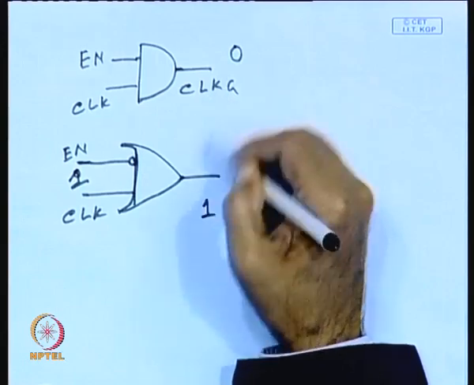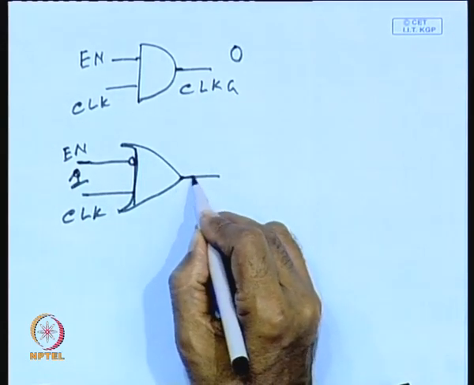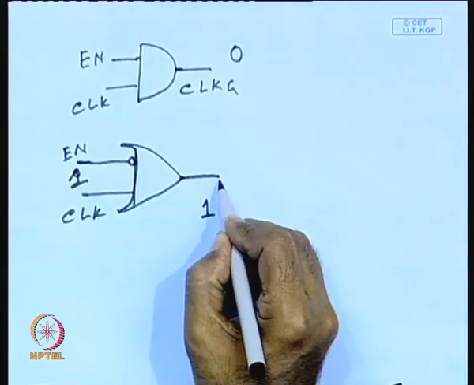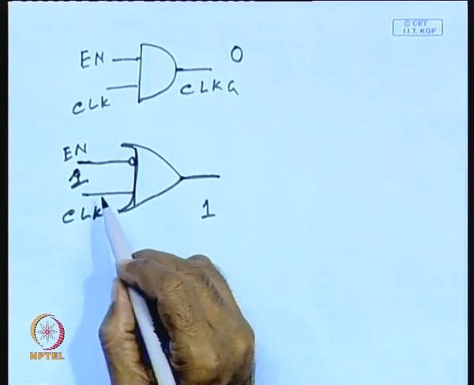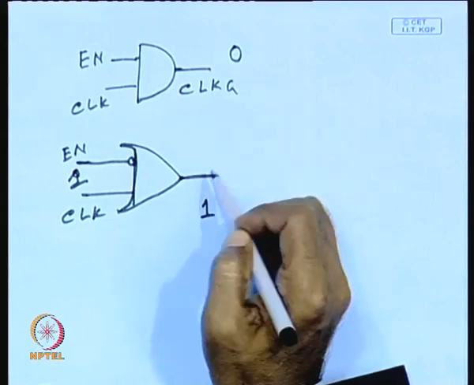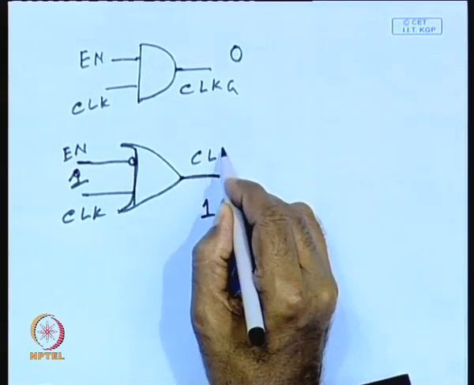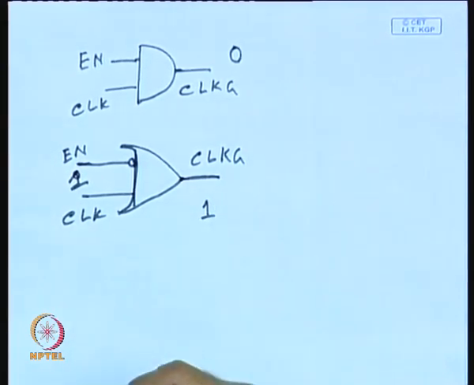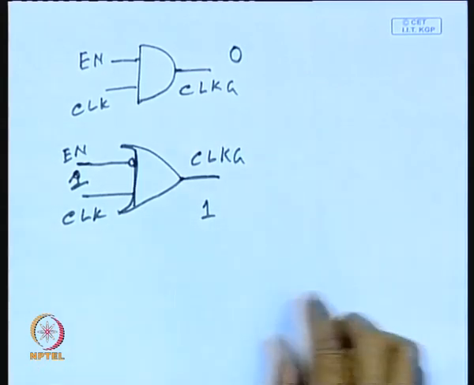So, you can see the functionality is different. Here the output is clamped to 1 when it is not enabled, and here, when it is not enabled, it is clamped to 0. So, the clock is not reaching the output. Here also it is the clock gated output. So, the two circuits function in a different way, but perform the same operation. It does not allow the clock to reach the output.